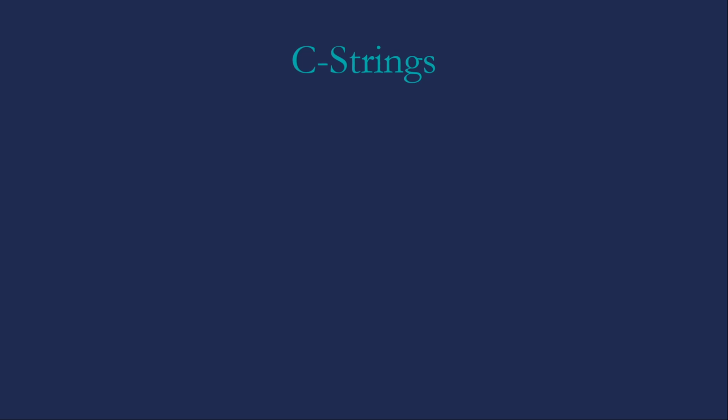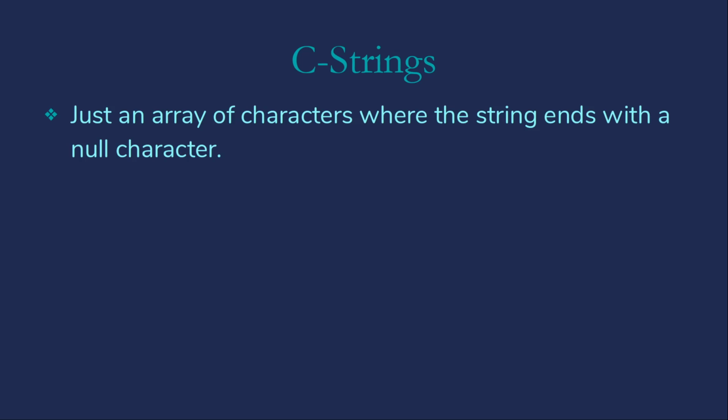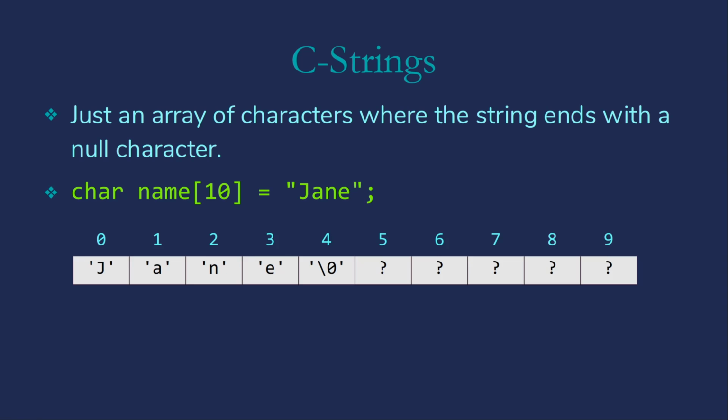Although we'll avoid using C strings much, it's a good idea to have some idea of what they are and how they work. A C string is just an array of characters where the intended string data is followed by a null character, which is written as \0. So here's a declaration of a C string with initialization that holds the name Jane. The resulting array would have the letters J, A, N, and E followed by the null character. We don't actually care what's in the rest of the array. We'll never look at it as we consider the array as a string.